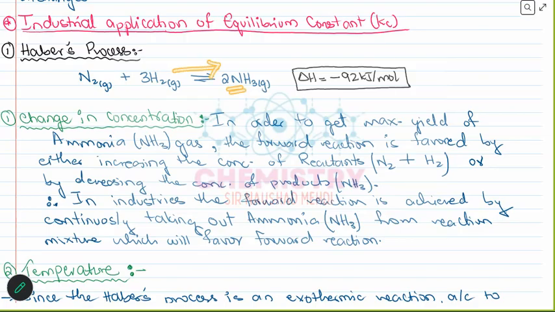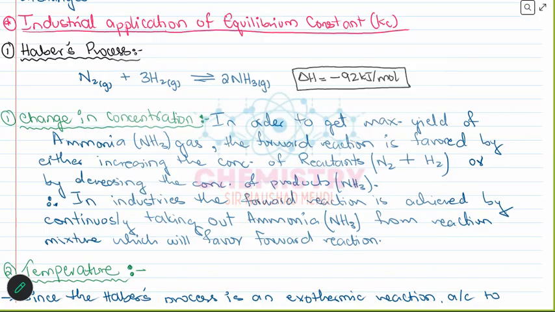Yes or no? When N2 and H2 will combine, they will be forming ammonia gas. So this is a forward reaction. Yes or no? Ammonia is produced in a forward direction. So what is our objective? Our objective is to take the reaction in the forward direction so that a large amount of ammonia gas is produced. Understood? Yes or no? Are you understanding?